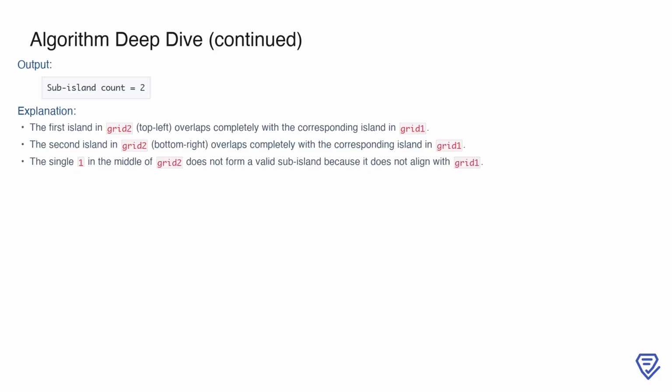Here's why: the first island in the top left of grid 2 perfectly overlaps with the corresponding island in grid 1. Similarly, the second island in the bottom right of grid 2 also completely overlaps with its counterpart in grid 1. However, the single one in the middle of grid 2 does not form a valid sub-island, as it does not align with a corresponding one in grid 1. This example clearly illustrates the importance of ensuring that every cell in the grid 2 island matches with grid 1. By following this approach, we identify all valid sub-islands and return an accurate count.